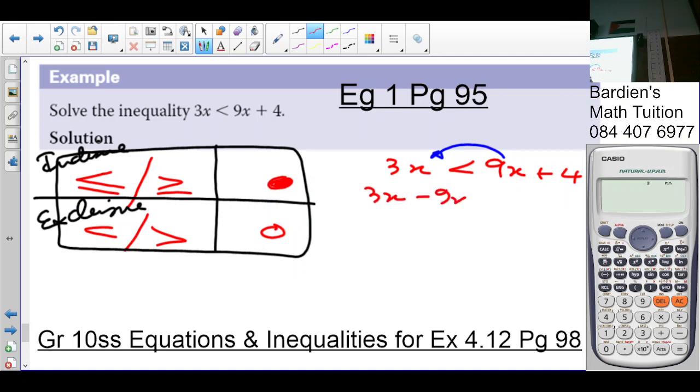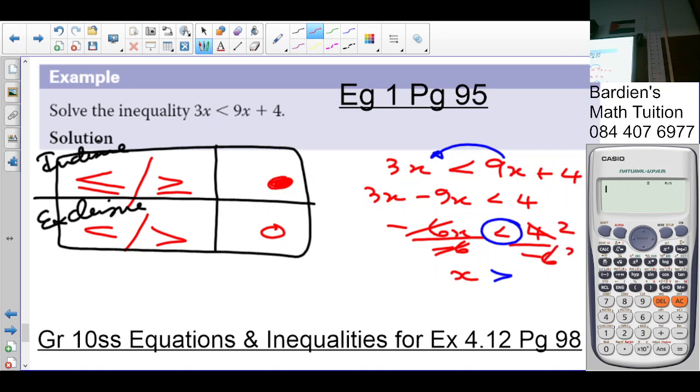3x minus 9x must be less than 4. So what's 3x minus 9x? Negative 6x. Must be less than 4. How do I get x on its own? Divide by negative 6 both sides. That cancels. So x. So what must I not forget? Swap the inequality around. So 2 goes into 4 twice, into 6 thrice. Is negative 2 over 3. You guys understand?